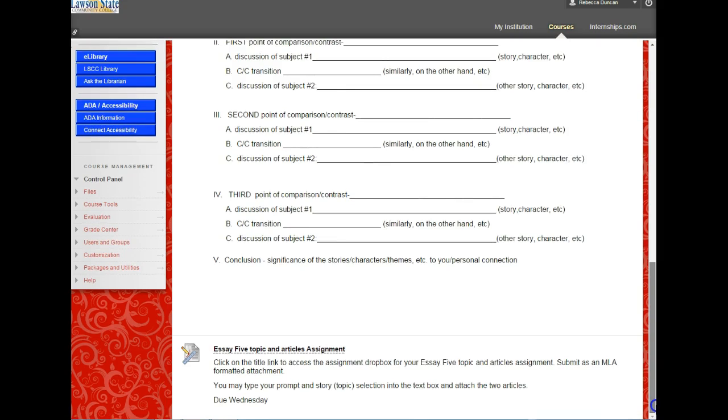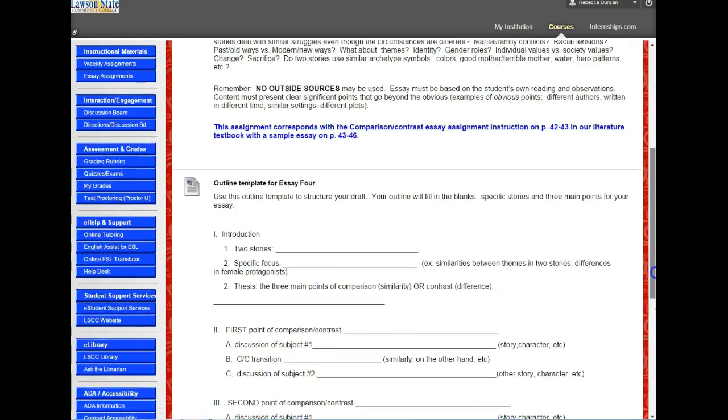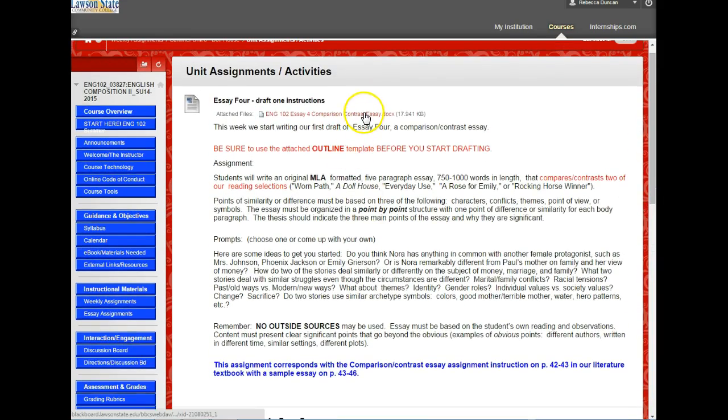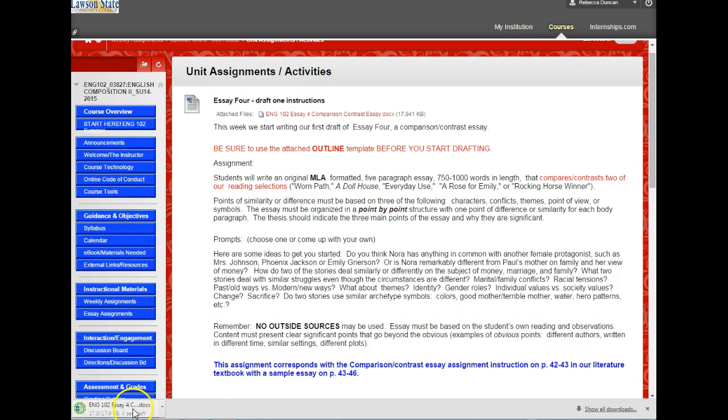This refers to it as essay 5. It's not. I'll change that. It's essay 4. Just sometimes with the condensed schedules, numbers get changed. But your essay 4 is a comparison contrast essay that brings together the stories that we have actually studied.